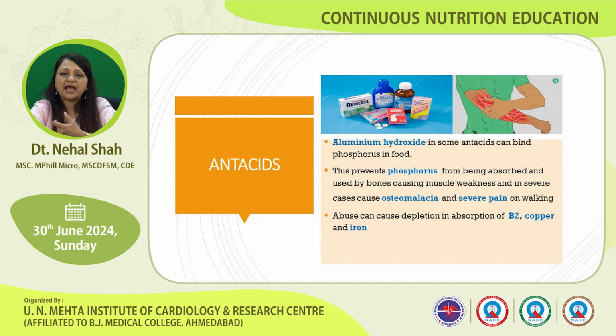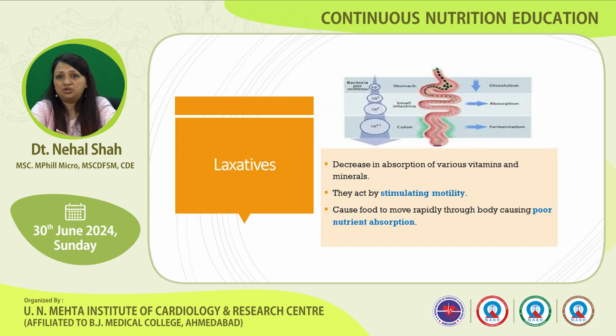Now certain antacids which contain aluminum hydroxide can bind to phosphorus in food. Now as we know, phosphorus is necessary for many of the functions in our body. So it prevents phosphorus from being absorbed and used by bones, causing muscle weakness, and in severe cases can also cause osteomalacia and severe pain on walking. Its abuse can cause depletion in absorption of B2, copper and iron also.